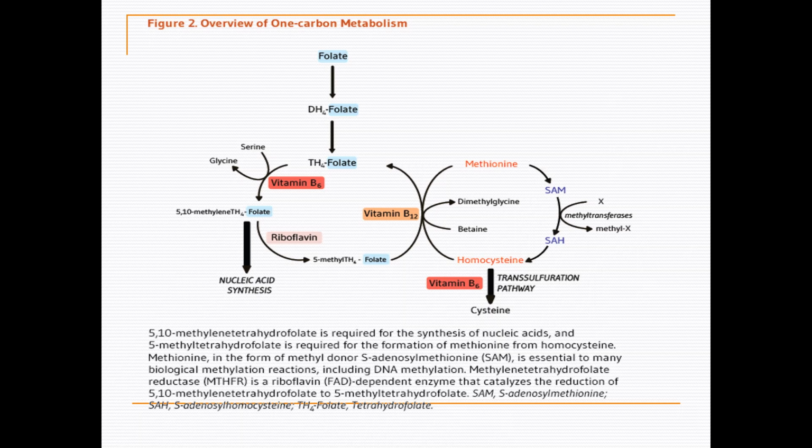And this 5-methyl tetrahydrofolate again helps in the conversion of homocysteine into methionine. Methionine is a very important carbon donor in our body in the form of SAM. SAM is S-adenosyl methionine, which gives the methyl group to multiple other reactions in our body.